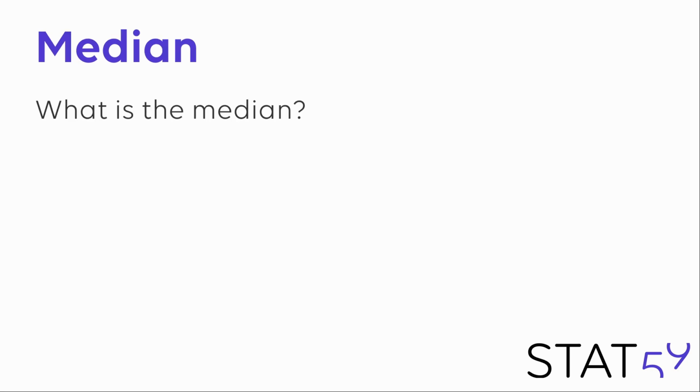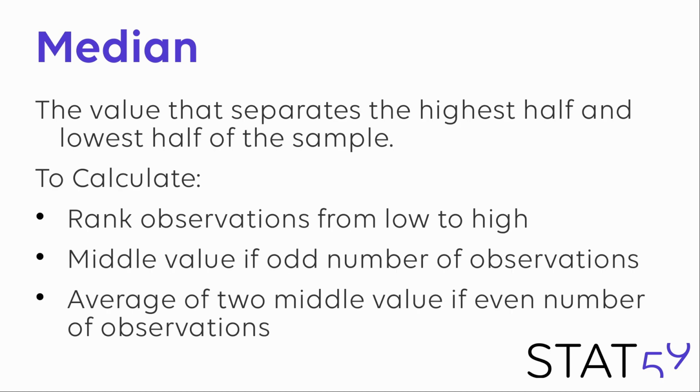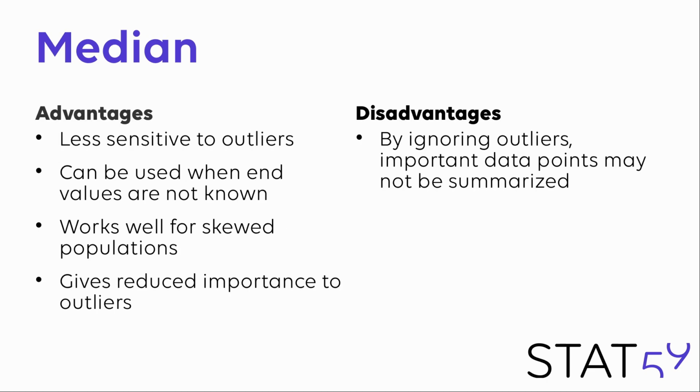What is the median? Well, the median is another way to look at the center of a value. And that's the value that separates the highest half and the lowest half of the sample. It's a little bit trickier or more laborious to calculate than the mean. So to calculate it, we rank the observations from low to high, and we take the middle value if there's an odd number of observations, or the average of the two middle values if there are an even number of observations.